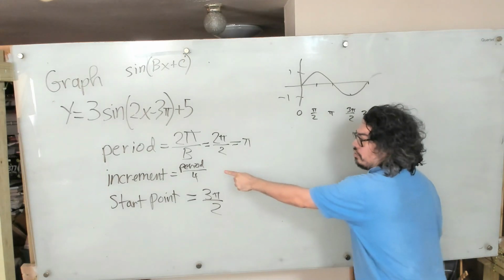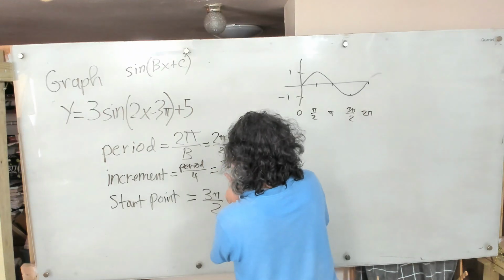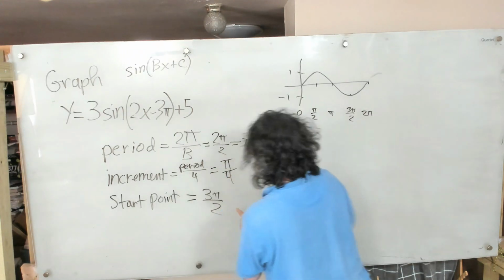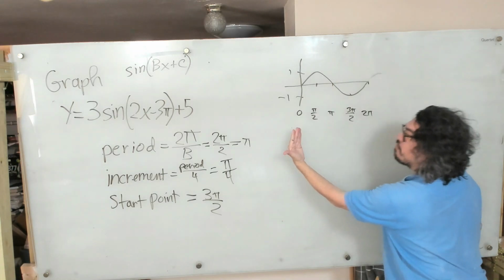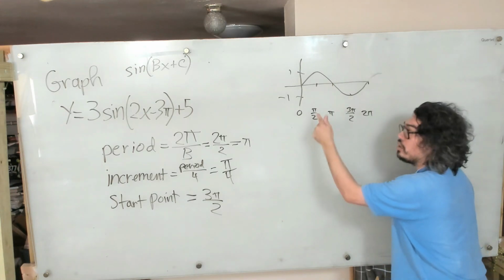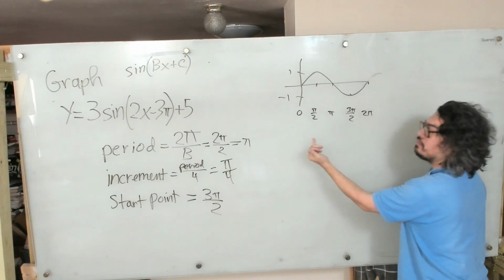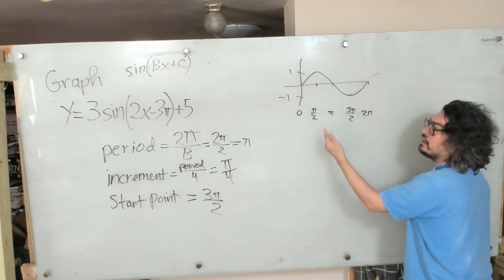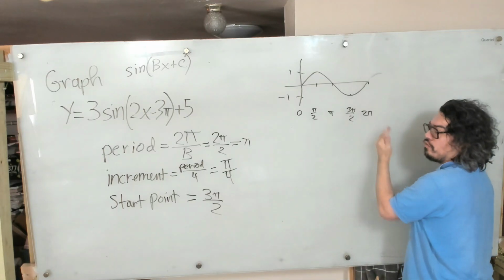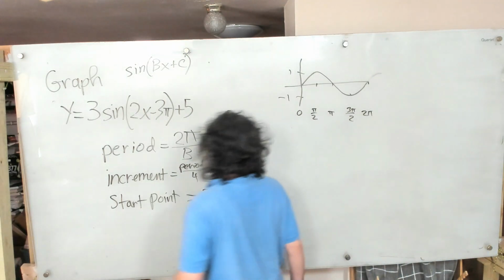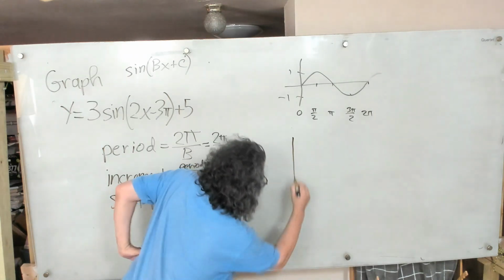And then we're going to use the increment, which here is the period divided by 4, which was pi over 4. So we're going to do 3 pi over 2 plus pi over 4 to get the corresponding point for this one, plus pi over 4, the increment, to get the corresponding x value here on this graph, and so on and so forth. So let's do this on the real graph paper here.